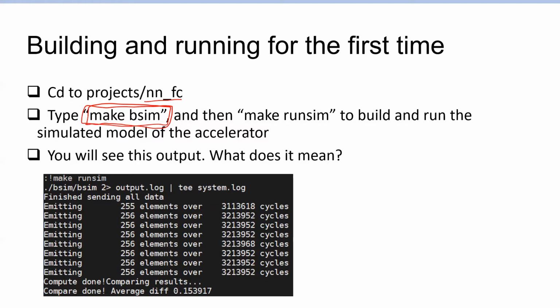to hardware. You can actually run the simulation by typing make runsim. And inside the makefile, runsim has a dependency on make bsim. So you don't necessarily have to type make bsim all the time. If you want to run the simulation right away, you can type make runsim and it'll make it and then run it.